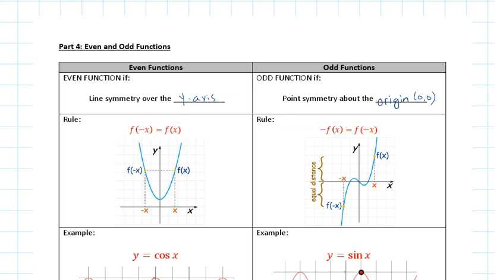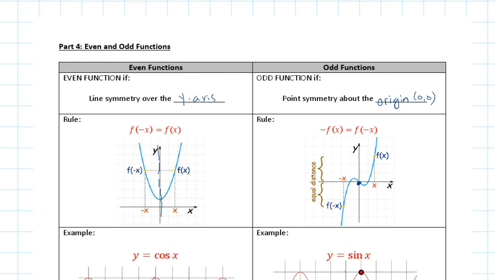Okay, and we talked about the rule f of negative x equals f of x. That means it's an even function. And then negative f of x equals f of negative x. That means it's an odd function. We talked about that before March break. All right, so let's look at cosine and sine functions. Are they even or are they odd?